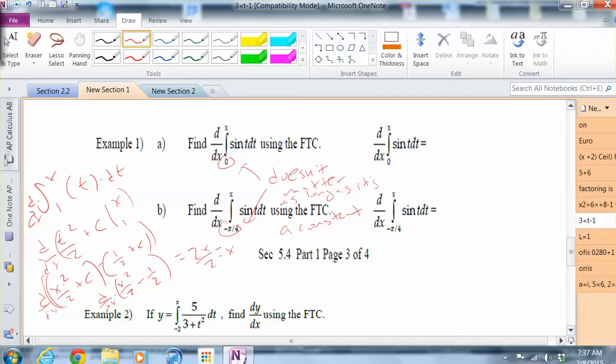But if you change the lower limit to a different number, you have all these changes here, right? But when you do that, you still get back to just x. So that's why the lower limit's not going to matter, because it's going to go away anyway when you take the derivative of the antiderivative. Remember, we're doing a derivative of an antiderivative. So the lower limit doesn't matter. So in this case, you get just sine x here and just sine x here.